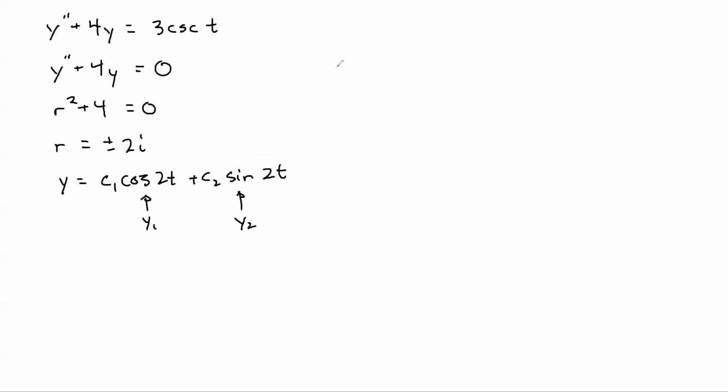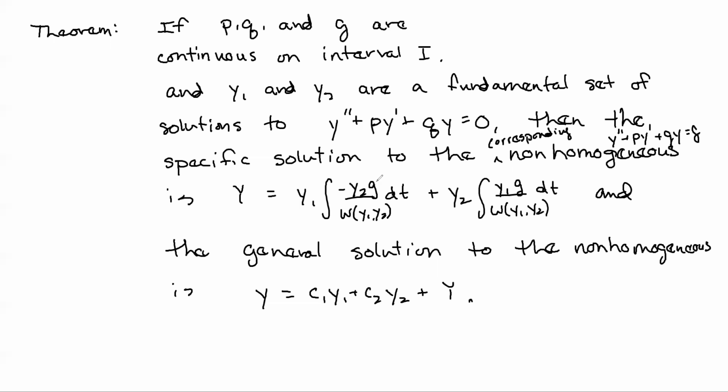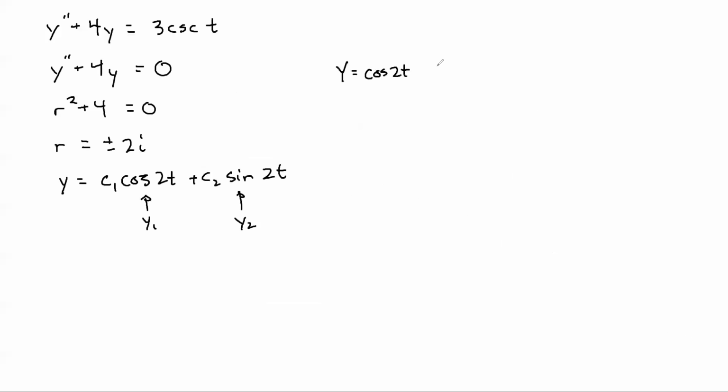All right, so let's try that. Let's give ourselves some space here. So capital Y, our specific solution, is going to be y1, that's cosine 2t, times negative y2 g. So we're going to have integral negative sine 2t times g, right? What's g? G is this function on the other side of the equal sign. That's 3 cosecant of t over the Wronskian of y1 and y2, right? So what is the Wronskian of y1 and y2? So we need to calculate that. Let's just do it down here.